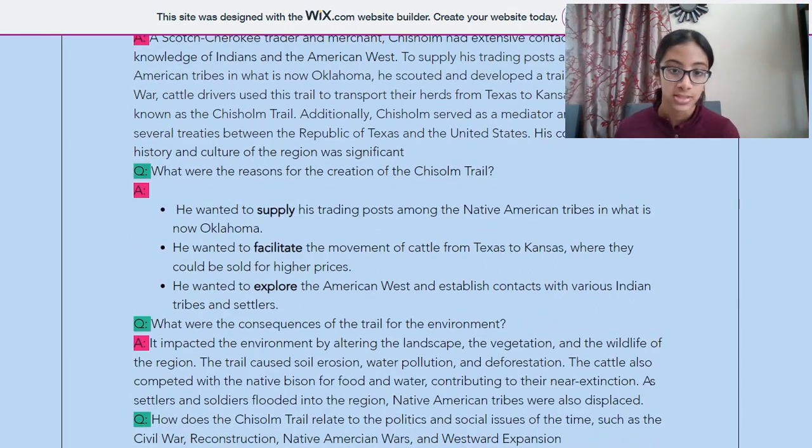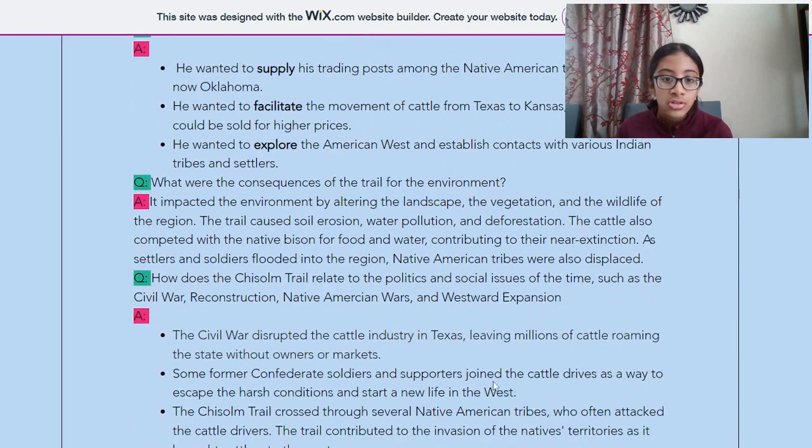What were the main reasons for the creation? He wanted to supply, facilitate, and explore. So what were the consequences? As cattle need food, they alter the landscape by eating a lot of grass and lots of native bison. And the Native American tribes were also displaced since they wanted to move around instead of staying right in the middle, which caused some political issues and created a stir.